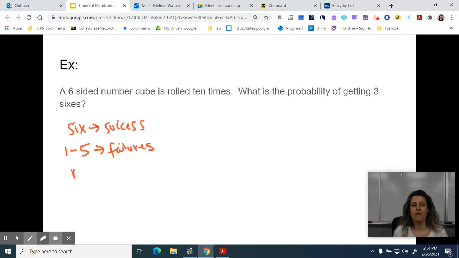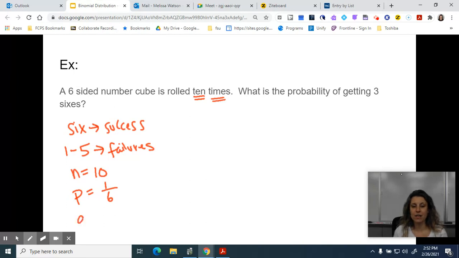The next one, we have to have a fixed number of trials. So we know that we're rolling the number cube 10 times. So n is 10. So we do have a fixed number of trials. Rolling a number cube needs to be independent events. So if we roll a 6, we have to think, are we more or less likely of rolling a 6? No, it's independent, so that's good. And then the last one, the probability of success, has to stay the same per trial. So again, our success was rolling a 6. So that probability is 1/6 for each trial, and it's not going to change.